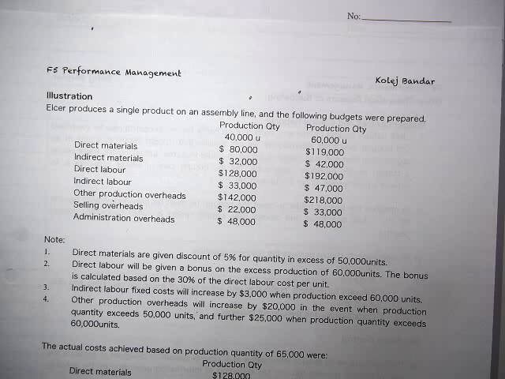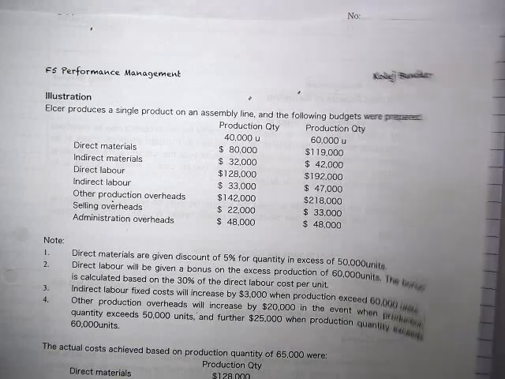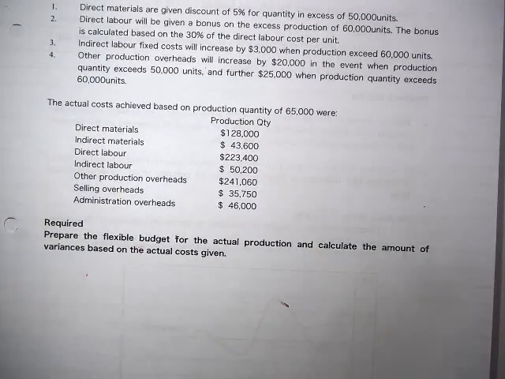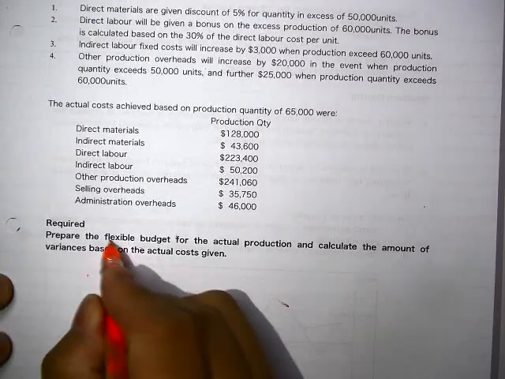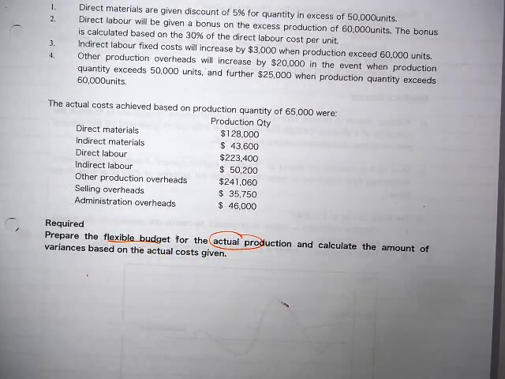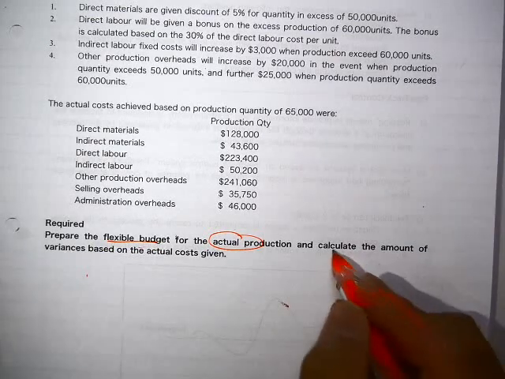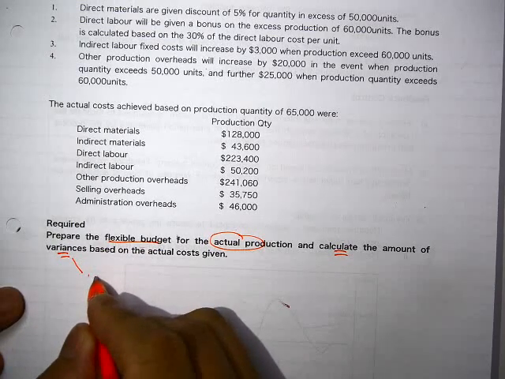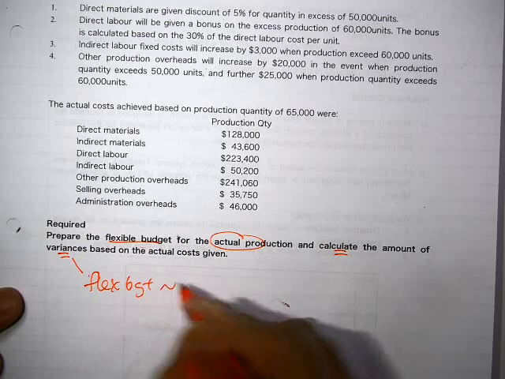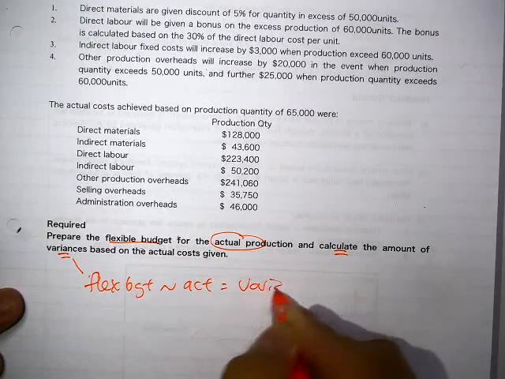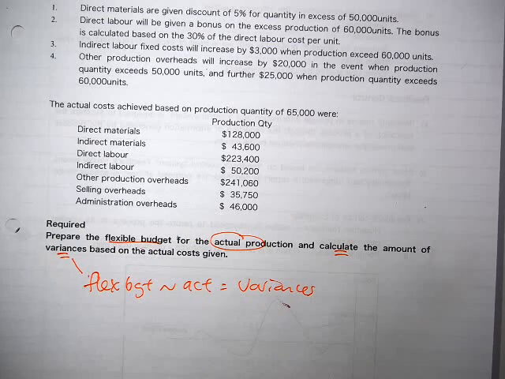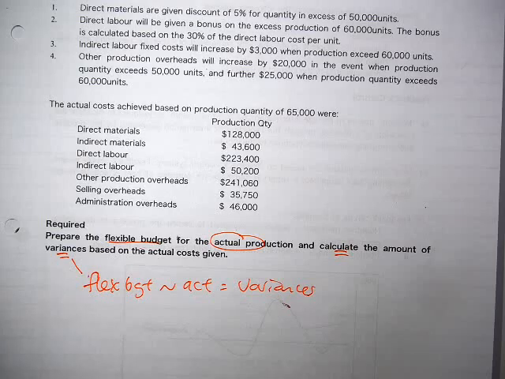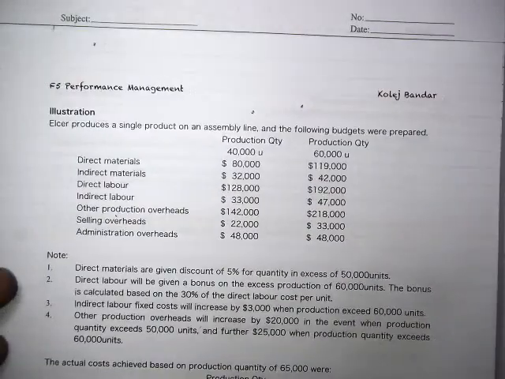They want us to flex the budget to the actual production, and then calculate the amount of variances. Usually to calculate variances is very straightforward. You just take the flex budget compared with the actual, then you get the variances. So it's not a very difficult step. It's just one extra work that you need to do. That's quite simple. There's no explanation, so we just want to see how to do it.